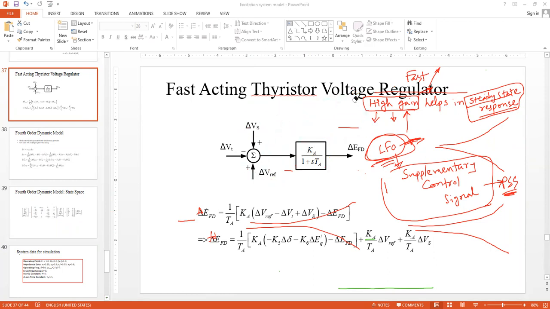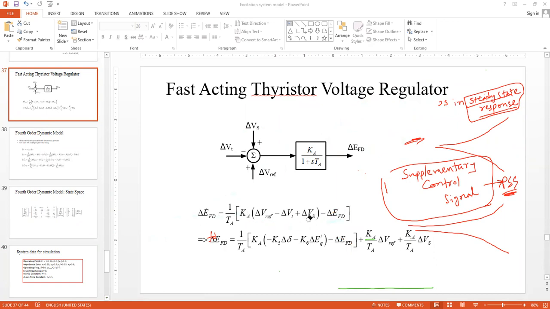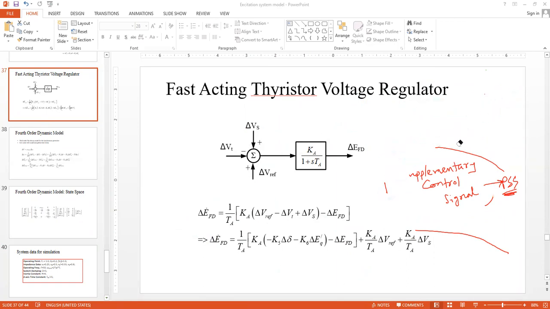But whatever you do, ultimately, you have to keep the sign the same throughout your modeling. You can't say here it is positive, here it is negative. No. If you assume it to be positive here, then you have to keep it positive. So you're simply saying that I'm adding a signal, or the deviation in the signal which is coming out from the PSS block. So this is addition. So yeah, it is positive over here. I've kept it positive.